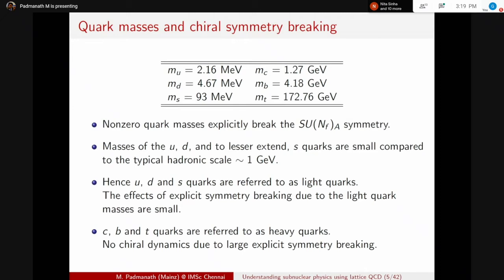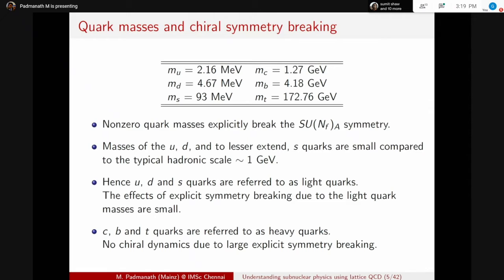So this is a way of classifying U, D, and S quarks as light quarks. For systems that have these kinds of quarks, we expect the effects of explicit symmetry breaking to be relatively small, while for those systems where there are C, B, and T, for the time being you can forget about T because T doesn't appear at all. So for hadrons which have C and B quarks, these are referred to as heavy quarks.